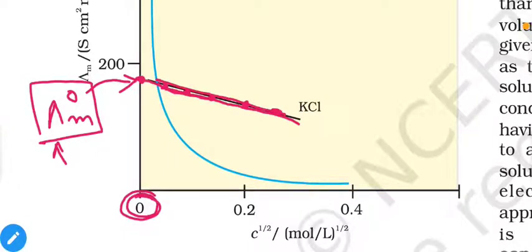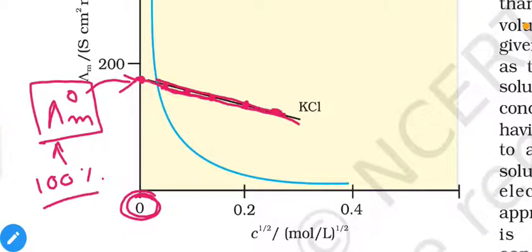Zero concentration represents infinite dilution. We have infinite distance between ions. That means no other ions are attracting or repelling each other, so they are completely independent of each other's effect. They are freely able to move electricity from one side to the other, and 100% ionization occurs.